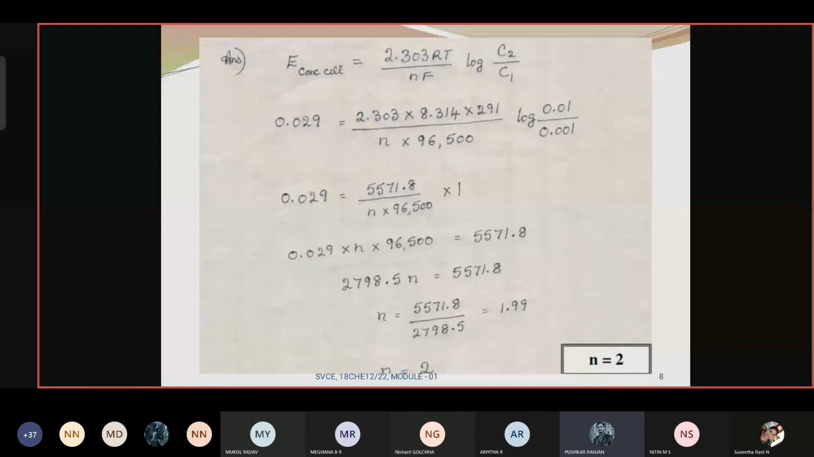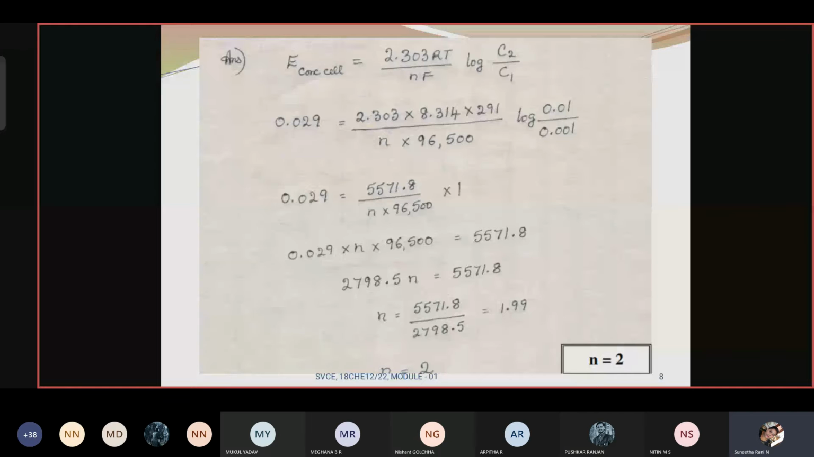Ma'am, I have got 2.03. But that means I have taken the equation as 0.0591 by n. Fine, okay, no issues. Maybe you have taken 298, because if you substitute 298, you will get 0.0591. We have substituted 291 here. That is the small difference. That is why you got the small difference, 2.03. No issues. But in and around, you have got nearby 2, correct? Yes, ma'am, nearby 2.